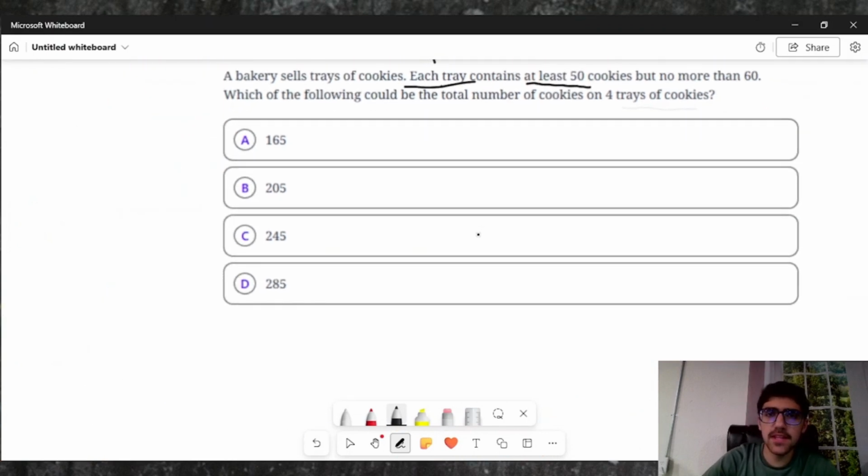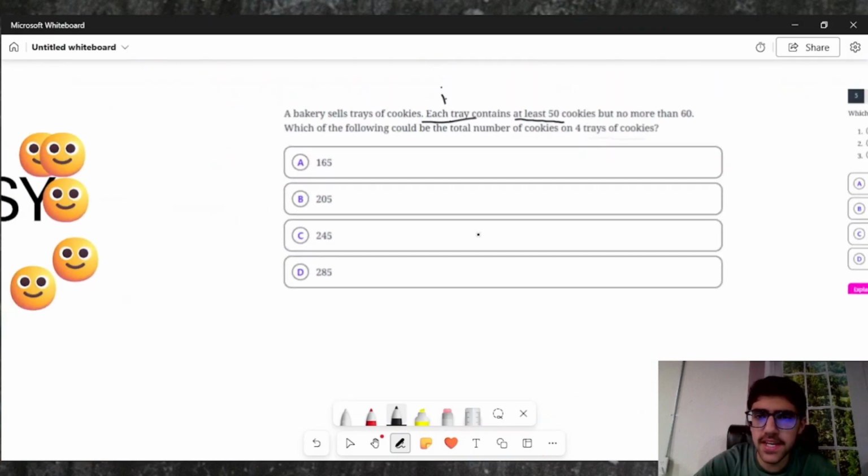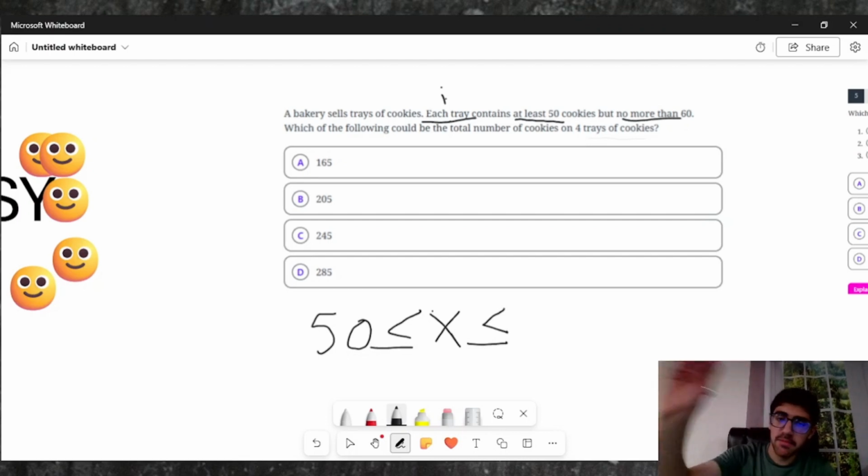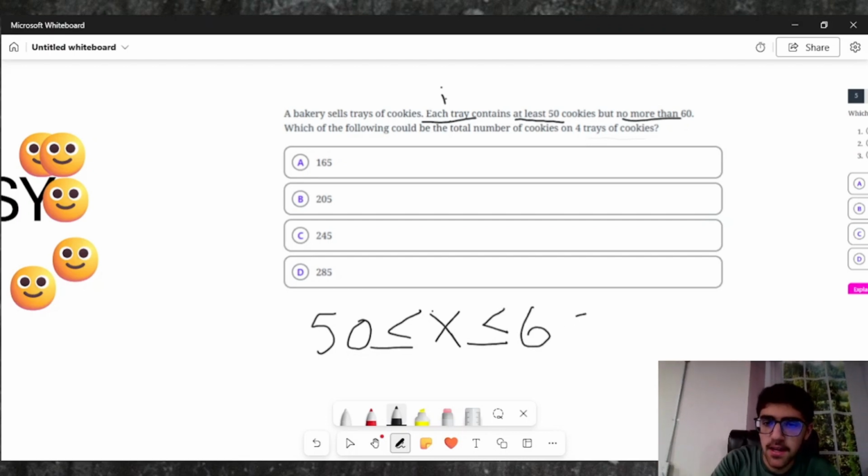Let's say that the number of cookies is x. So x is greater than or equal to 50, because it's at least. And then it is less than or equal to 60, because no more than 60 means it can't be more than 60, but it can be exactly 60. And then it asks us, what is the total number of cookies on 4 trays of cookies?